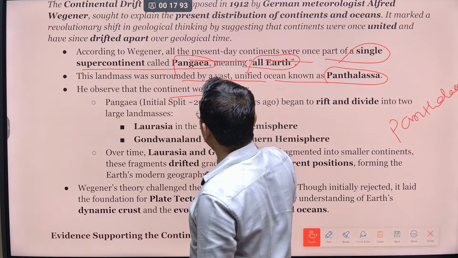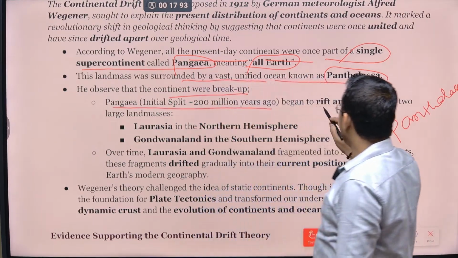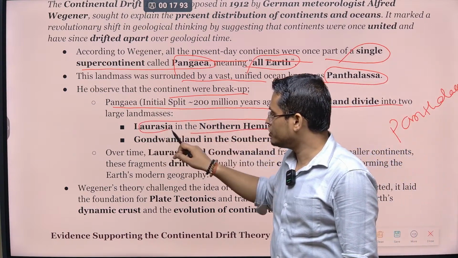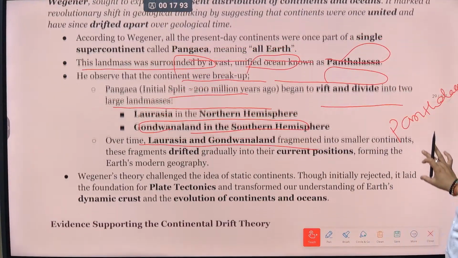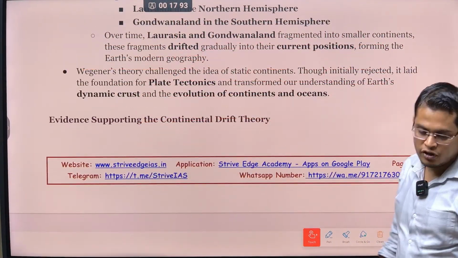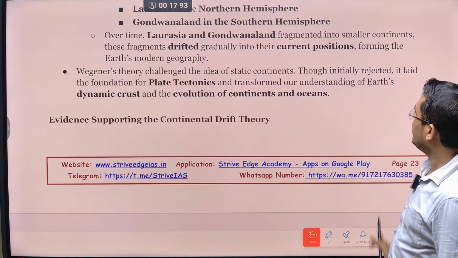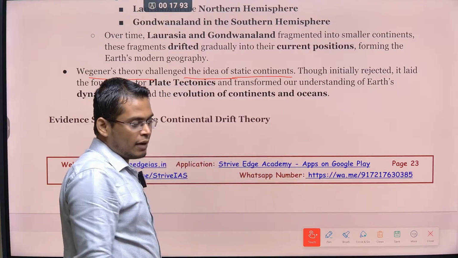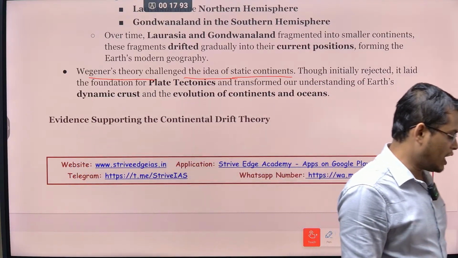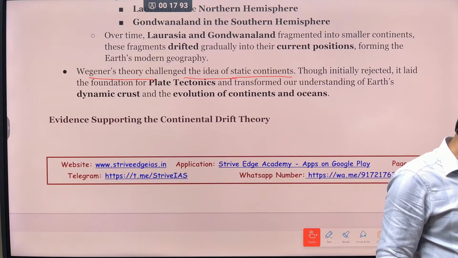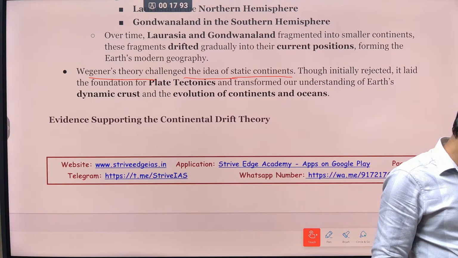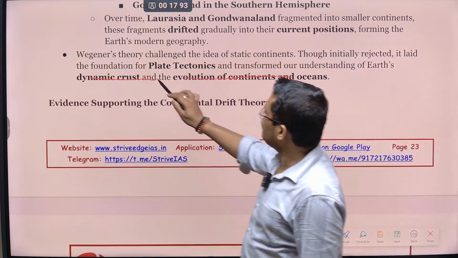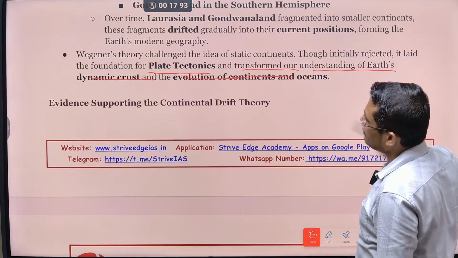It is observed that the continents broke off. So Pangea initially split and drifted and divided into Laurasia, the northern portion of the hemisphere, and the southern portion called Gondwana. Over a period of time, Laurasia and Gondwana further broke up to form different landmasses. So this Wegener theory challenged the idea of static continents. Before that it was believed that the positions were always fixed, but this theory challenged that, saying the continents keep shifting over time. It laid the foundation for plate tectonics and transformed our understanding of earth dynamics.